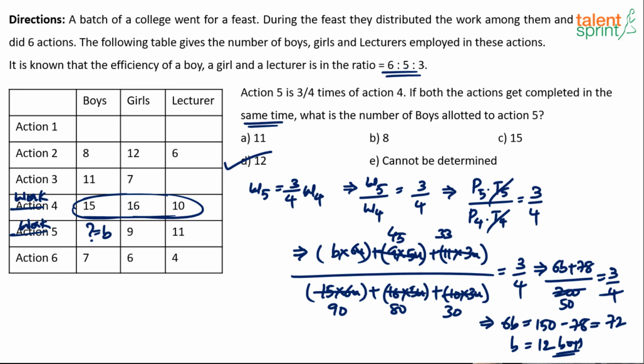You getting it? 12 boys will be involved in Section 5. So it's basically the same concept: W1 by W2 equals P1 D1 H1 by P2 D2 H2, where D and H refer to days and hours, which is time. He says time taken in both the cases is the same. So forget about that, it gets cancelled. All you have to do is W1 by W2 equals P1 by P2. P1 refers to the number of persons.